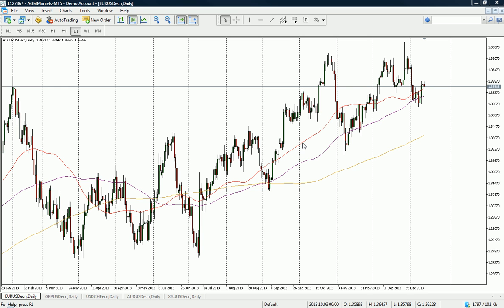For any new followers out there, we have 3 moving averages in each of these charts. The red one is a 50 simple moving average, the purple is 100 simple, and the gold is a 200 simple.